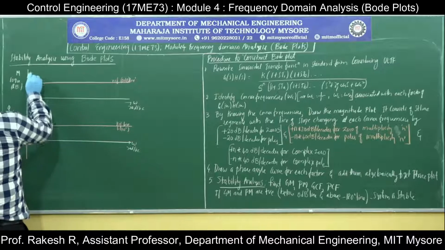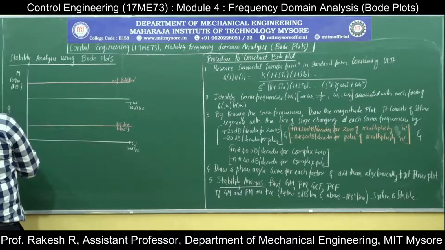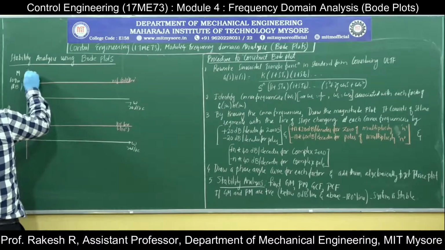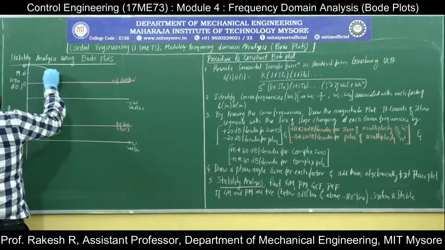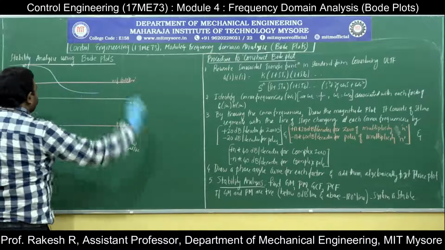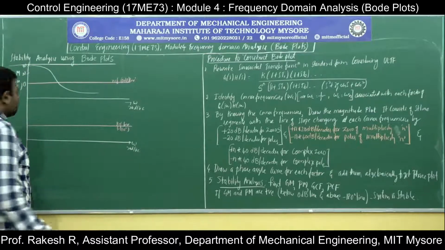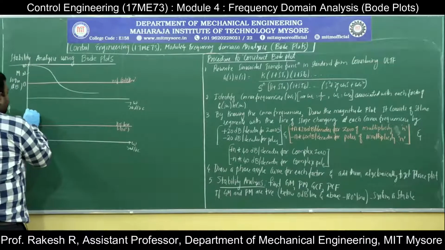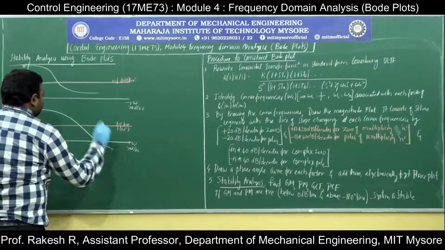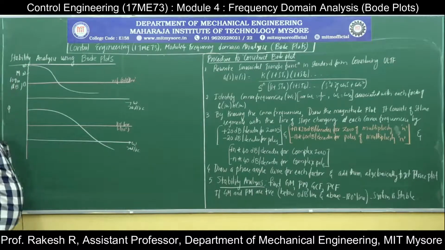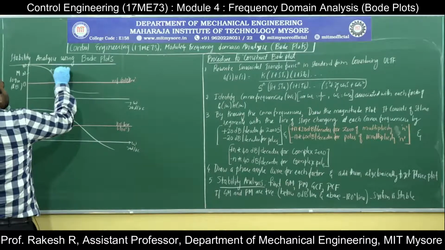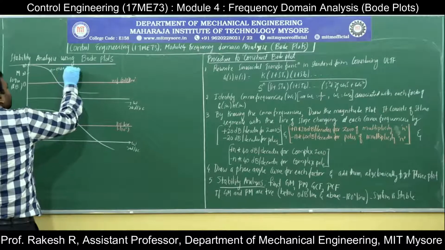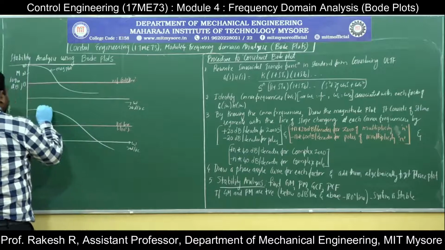So if I plot the magnitude, the plot might be like this. Before that I will mark this as 0 decibel, this as 20, this as 40. As such, the plot might go like this, and the phase angle will be like this. So these are the two plots: this is the magnitude plot, and this is the phase angle plot.